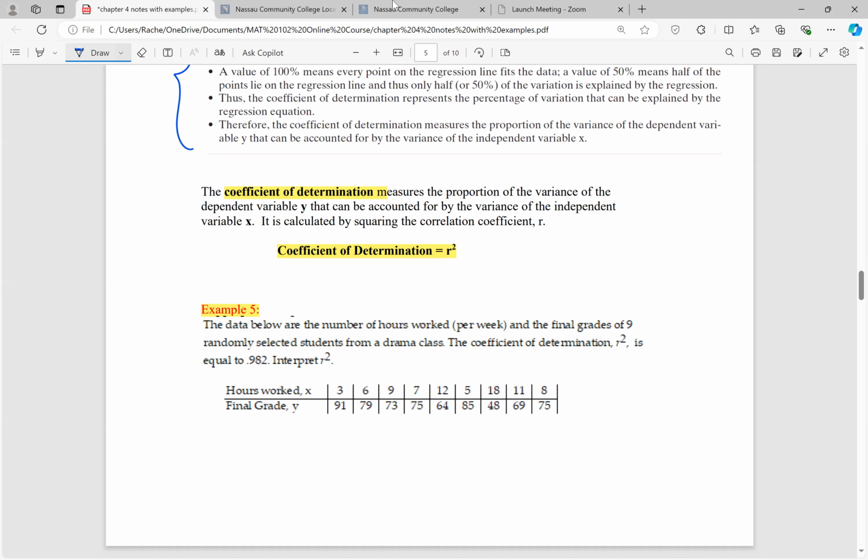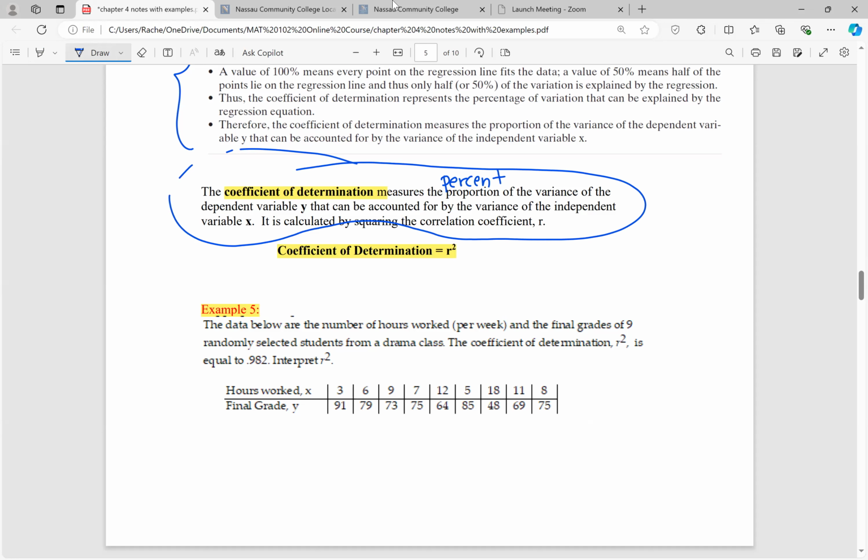So let's interpret R squared. Your general interpretation really is right here. We can always think of the coefficient of determination as the percent or proportion. I typically like to write it as a percent. So think percent, I'm just going to put percent above proportion, of the variance of the dependent variable that can be explained or accounted for by the variance of the independent variable.